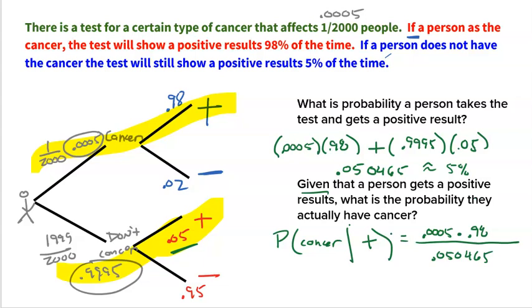That numerator is 0.00049, if you don't believe me. But then I'm going to divide that by the 0.050465. Try to use as many decimals as I can to be nice and exact here. And the probability is 0.0097. Now think about that for a second. If you get a positive result, there is under a 1% chance, 0.97% chance you actually have cancer.